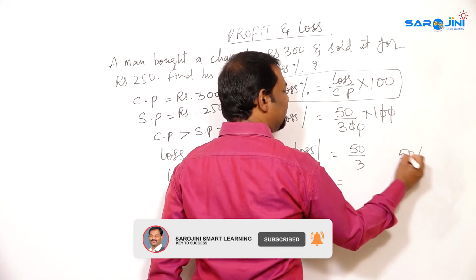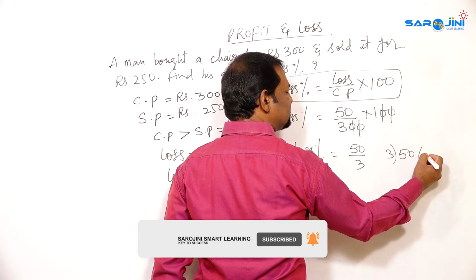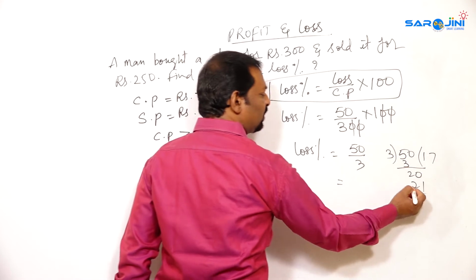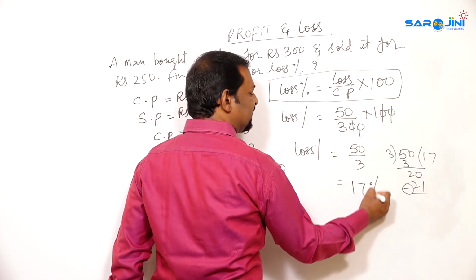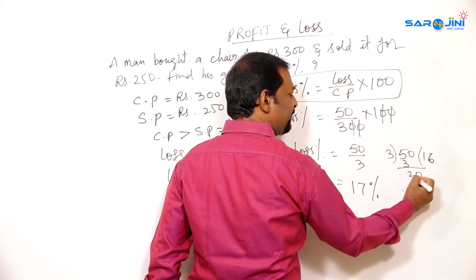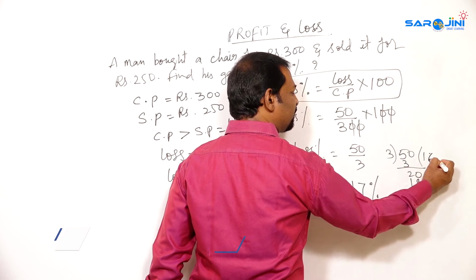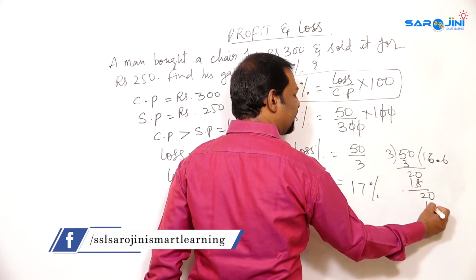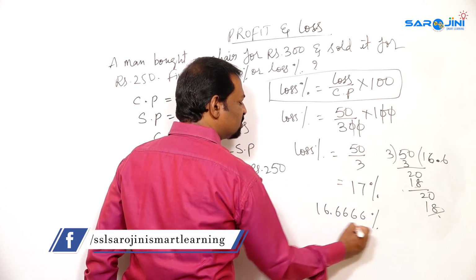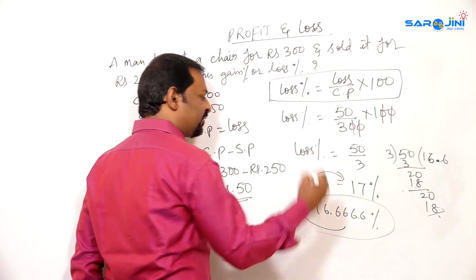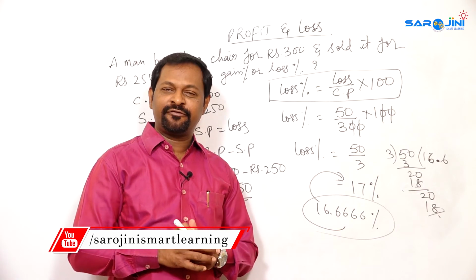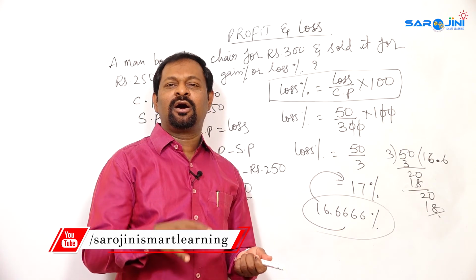So again 50 divided by 3: 3 ones are 3, 2 zeros, 7s are 21. This will not divide exactly, but on average we can take 17%. Suppose you want to do it accurately: 6 18, again 2 will be left, put a decimal point and a 0, again 6 18, like that. So it will come to 16.66666%, for which we can write 17% as the loss percent. In this way you can find out profit percent or loss percent.